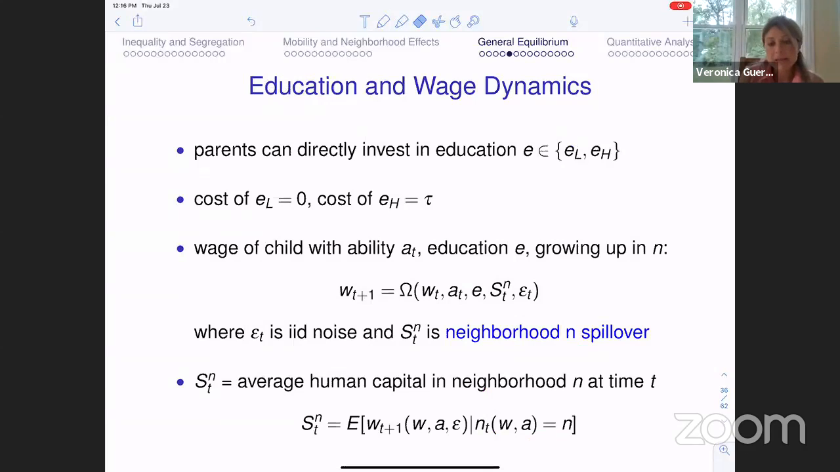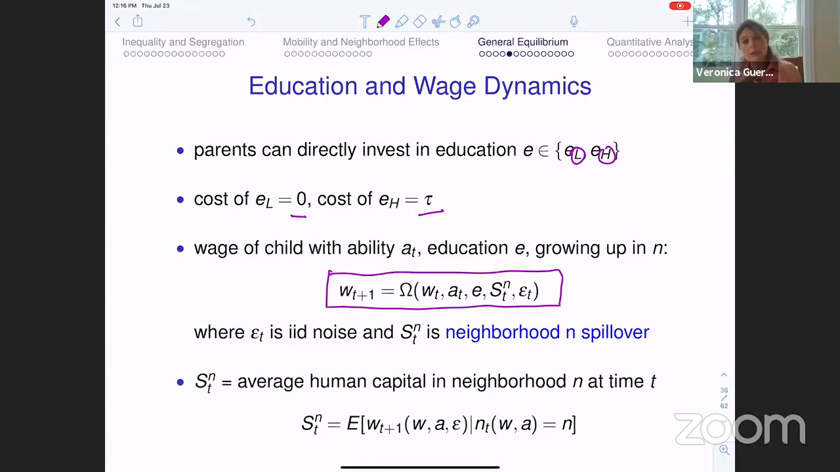Parents can directly invest in education, and education can be low or high. We assume that the cost of getting low education is 0 and the cost of getting high education is tau. Now, importantly, how is the wage of the child determined? Here we assume this is a function omega, for which I'm going to assume some specific functional form in a minute, but I don't need that for the more general theoretical result.